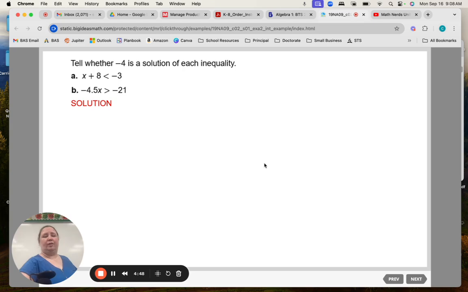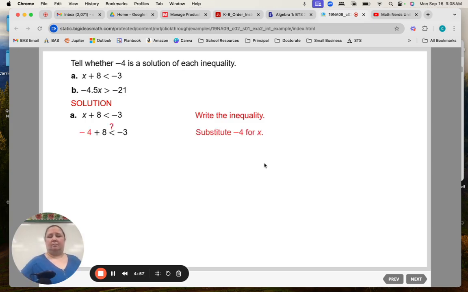So the first thing you need to do for A is write down the inequality. Do we write all of those? No, you just plug it in. So we're checking to see whether negative 4 is a solution. So you're going to plug in negative 4 where the x is. What is negative 4 plus 8? Positive 4. Is positive 4 less than negative 3? No. Put a line through it. This is example 2. So you draw a slash through the sign showing that it is not an answer.